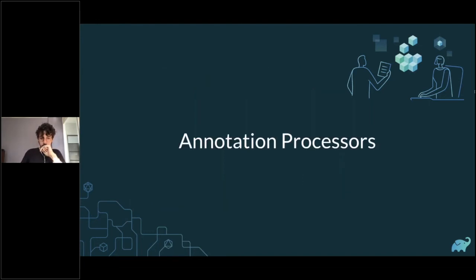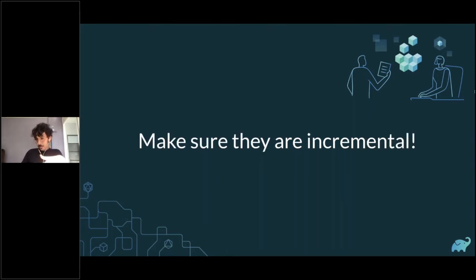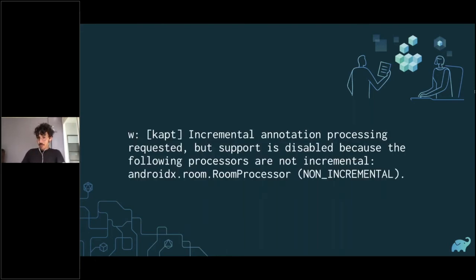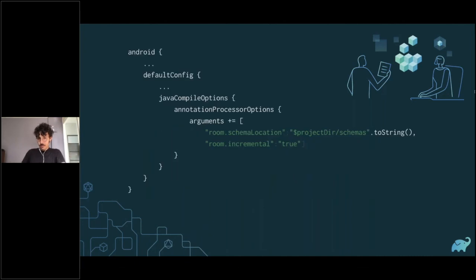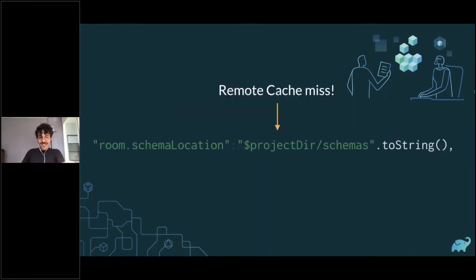All right. So the next part, I'm actually kind of running short on time, so I'm gonna skip through this whole part. You want to make sure your annotation processors are incremental. You can see this in your build. For Room, you can enable a flag, and that'll make it incremental. You have to pass the arguments to the Java compiler or Kotlin compiler. I apologize, I'm going through this really quickly.